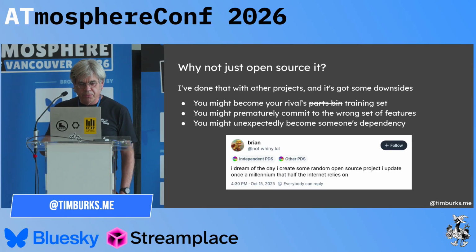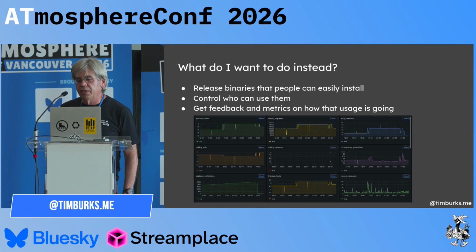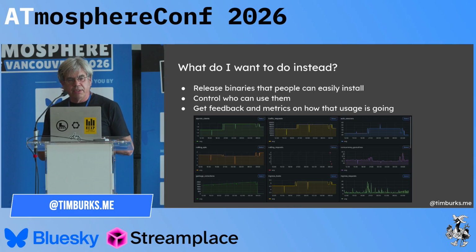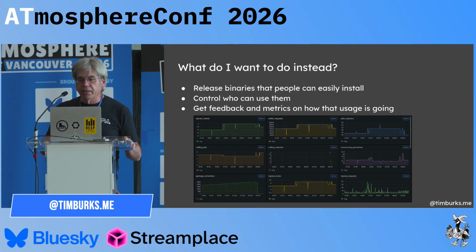So what do I want to do instead? I'd like to have a way to release early binaries. This is independent of what I do eventually. But in the beginning, I'd like to just give people binaries that they can easily install, but control who can use them so that I can get feedback both directly and through analytics on how that's been going.